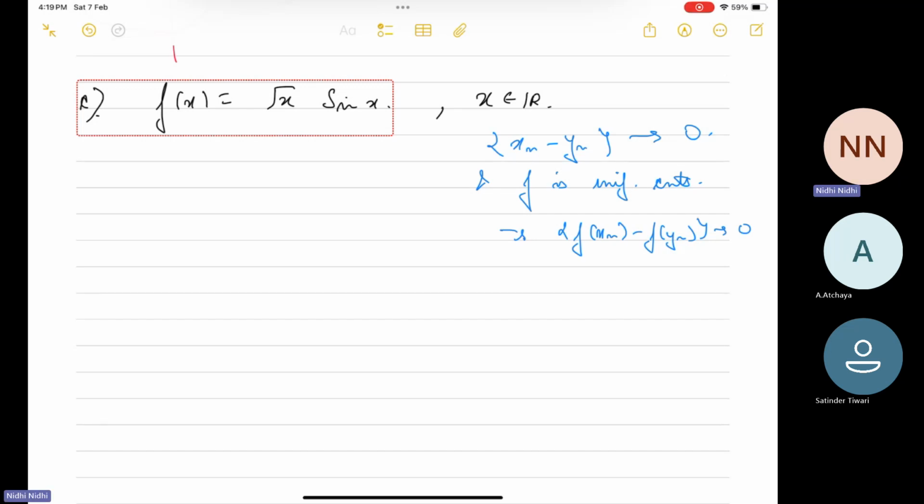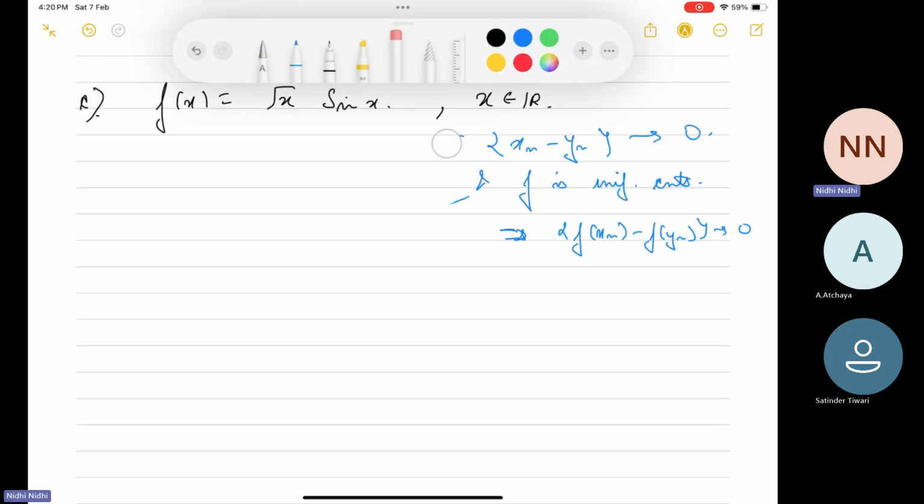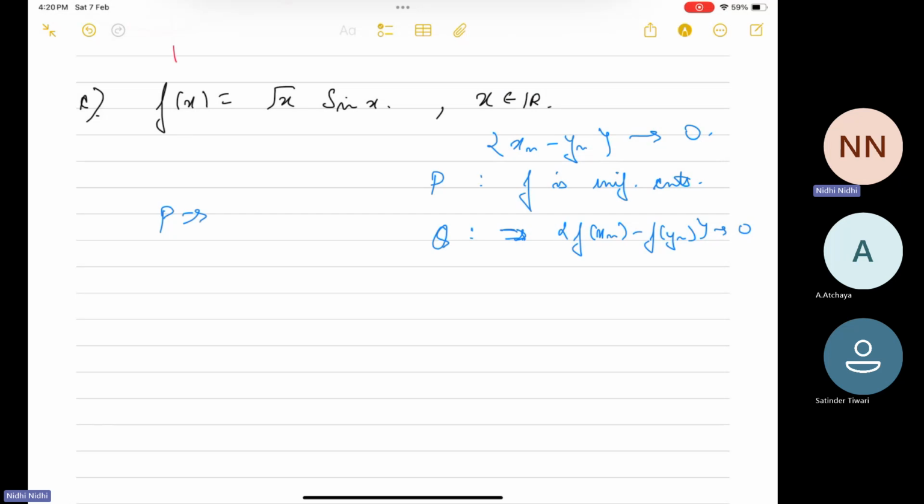So yeah, if these two conditions happen, then f(xn) − f(yn) should also converge to zero. Now, in order to show that the function is not uniformly continuous, we show that there exist sequences xn and yn such that xn minus yn is converging to zero. But basically, I'll write it in form of p and q. So if this is p, then this is q. So basically we have p implies q.